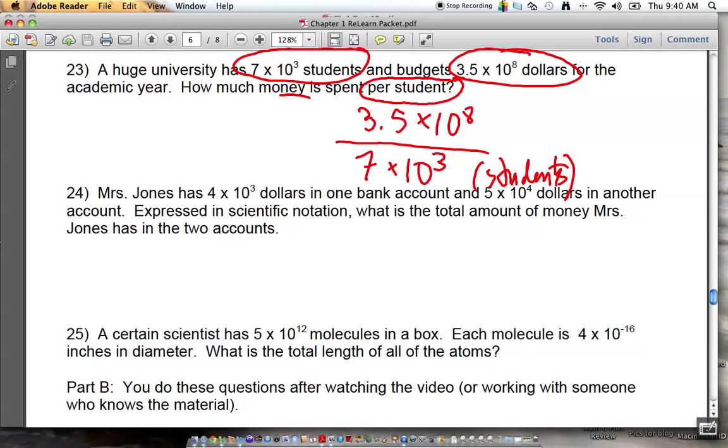Now, this was probably the question more kids got wrong on the test than any other question. Now, how do I do this? Well, first off, what's 3.5 divided by 7?